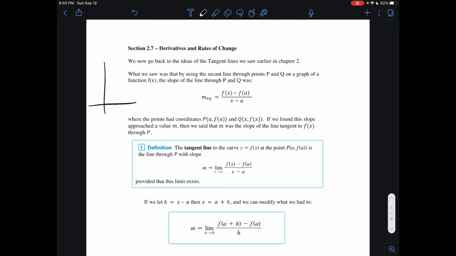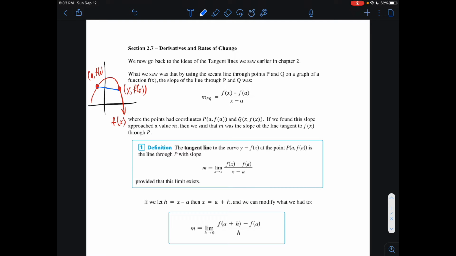So for example, if we had a parabola like this, and we call that f of x, then we can pick some point a, f of a, and then any other point just defined by the function, x comma f of x, and we can find the line that connects those 2 points, and then therefore find the slope of that line. That's what this simple little formula here represents.